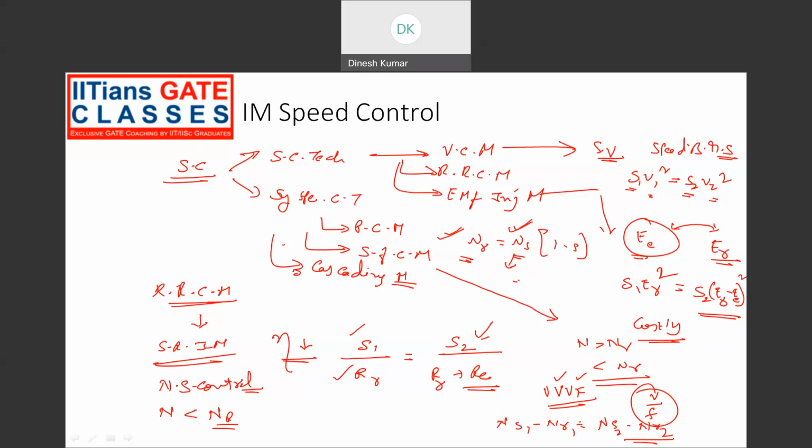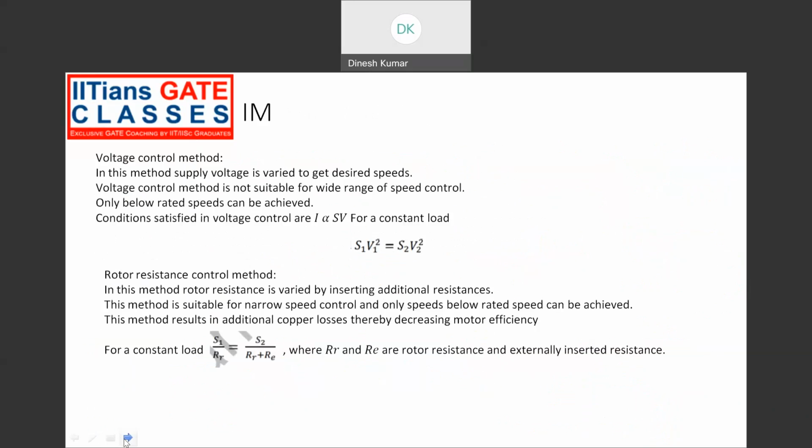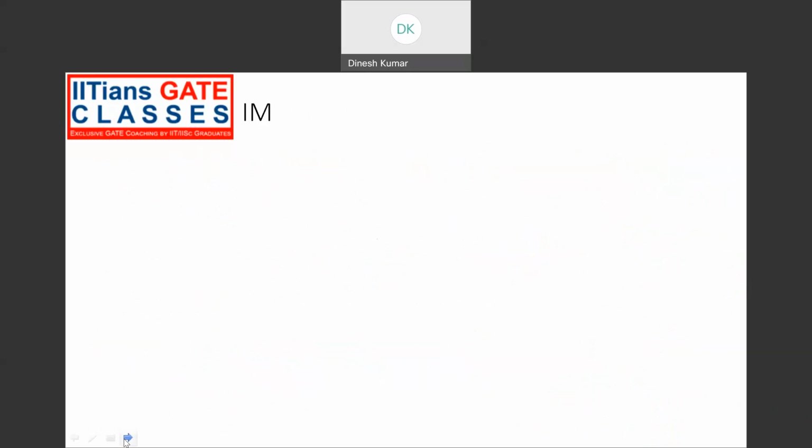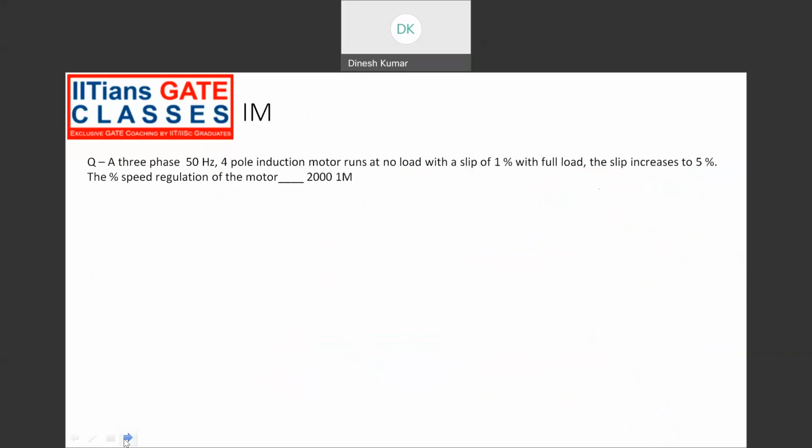Okay, let's see one example question on the induction motor speed control. This is what we have seen earlier: voltage control method, rotor resistance method, EMF injection method, and frequency control method. Let's try to solve this question. A three-phase 50 Hz, four-pole induction motor runs at no load with slip of 1%. With full load, the slip increases to 5%. They are asking us to find out the speed regulation of the motor.